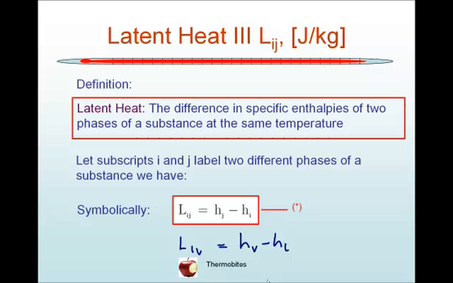So we'll define then latent heat as the difference in the specific enthalpies of two phases of a substance at the same temperature. So if we let subscripts i and j label two different phases of a substance, then we'll have symbolically that L_ij is equal to h_j minus h_i. So for example, written below, we see that the latent heat of vaporization, that is moving from the liquid to the vapor phase, is equal to the specific enthalpy of the vapor minus the specific enthalpy of the liquid. And that will be positive, and that will be the energy that we have to provide to ensure that we can change phase.